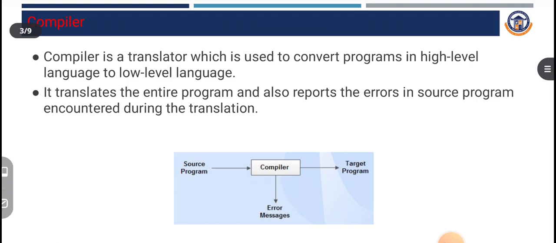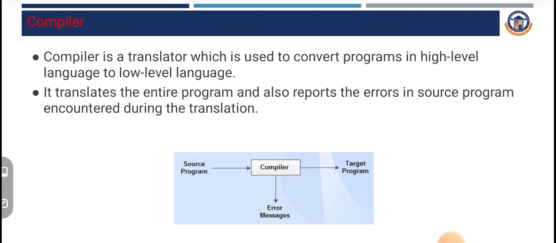A compiler is one type of translator which is used to convert a program in high level language to low level language. I already discussed that the high level language program is a user defined program, and the machine cannot understand it. Based on user convenience we choose a particular translator, which converts it into low level or binary level language, so that the system can understand our program. The compiler translates the entire program, and also reports the errors in the source program encountered during the translation process.